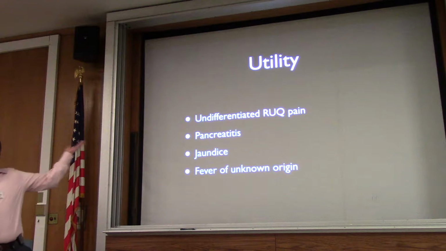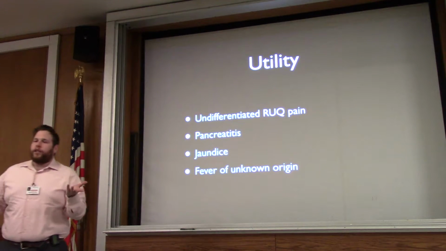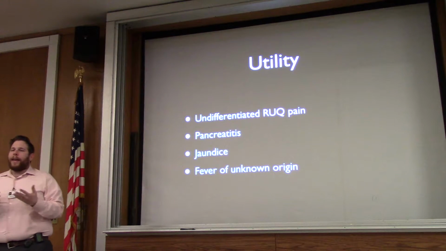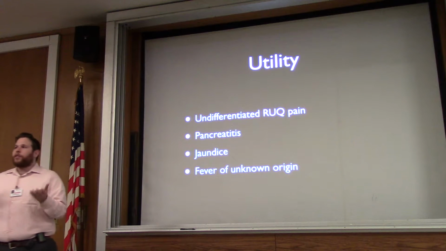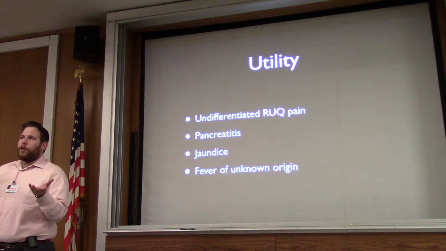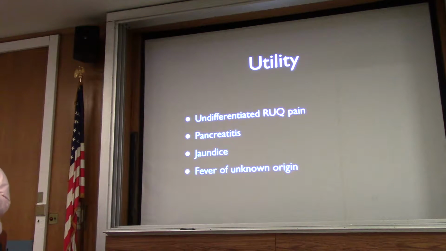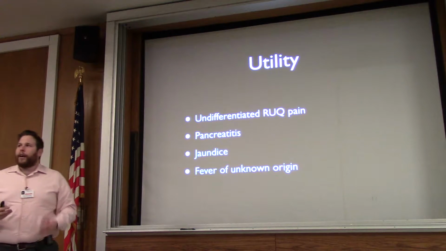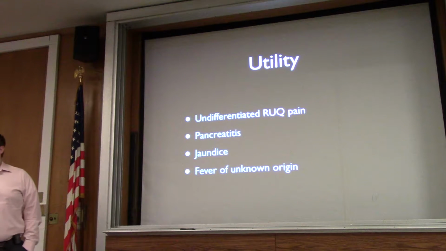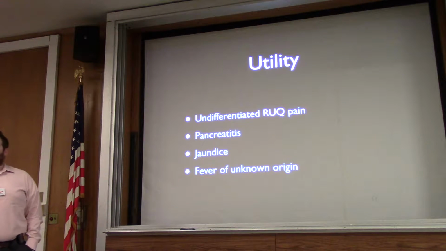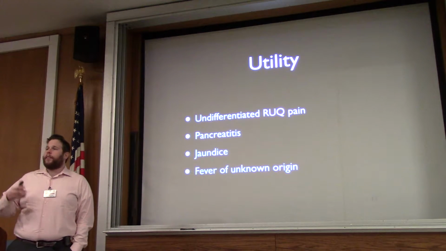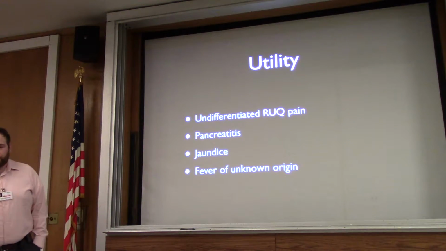I think number one is obviously for undifferentiated upper abdominal pain. For me, any patient with epigastric or right upper quadrant pain is automatically going to get a bedside ultrasound because it's very quick, it's easy to do, and you can either see or not see the pathology very quickly and rule that in or out right at the get-go. Obviously other things: pancreatitis, jaundice, other undifferentiated fevers you can think about in the critical care setting in the ICU.